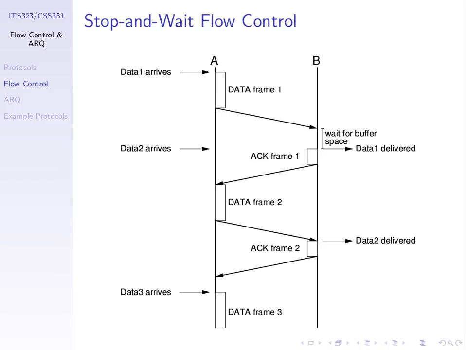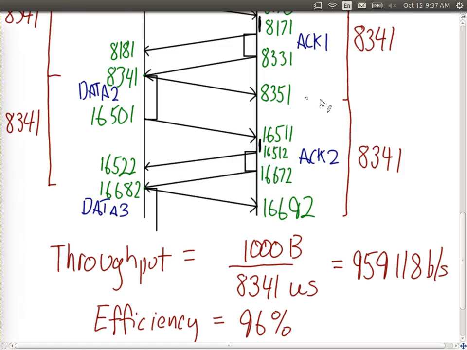One thing we're often interested in is what's the best performance we can achieve? What's the upper limit that we can get? Assuming that we've always got data to send, we never have this scenario that we have to wait for data. Assuming that A has an infinite supply of data to send, what's the best throughput that we can achieve using this stop and wait flow control protocol? Well, you know the answer in one particular case. It's the example we went through. This one is stop and wait.